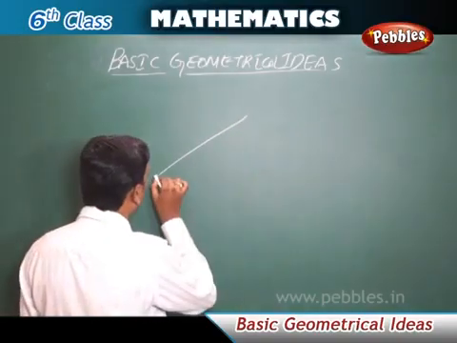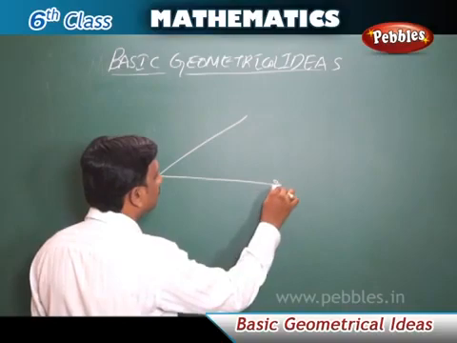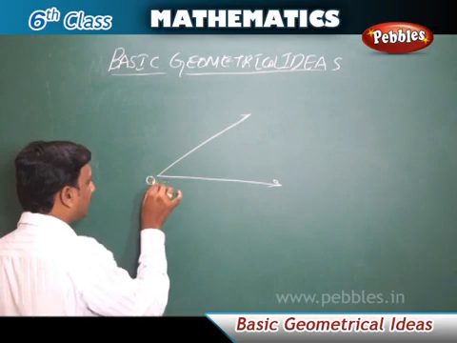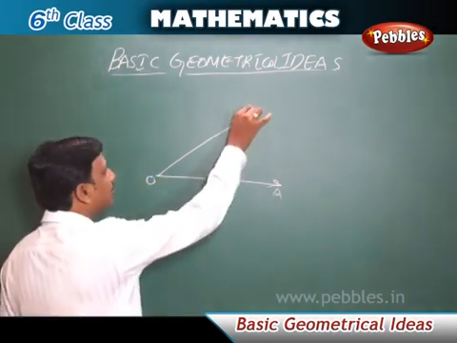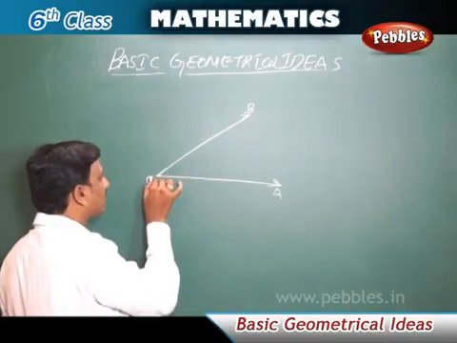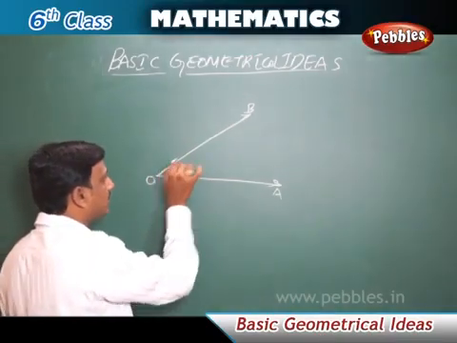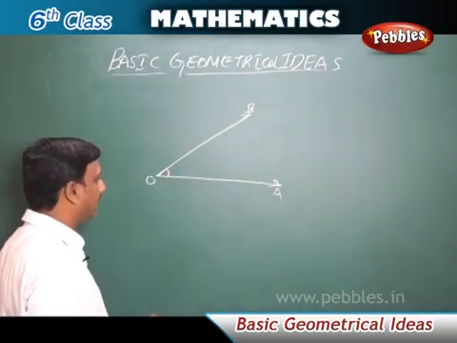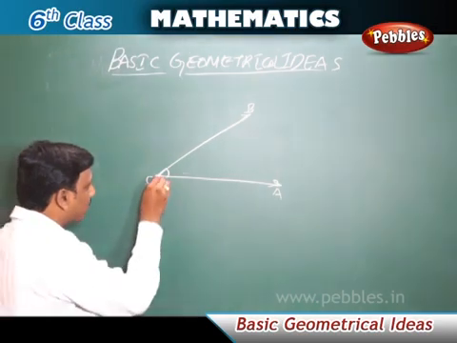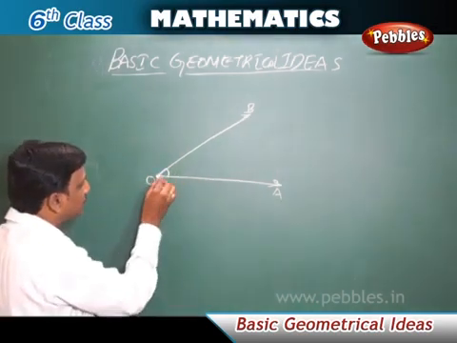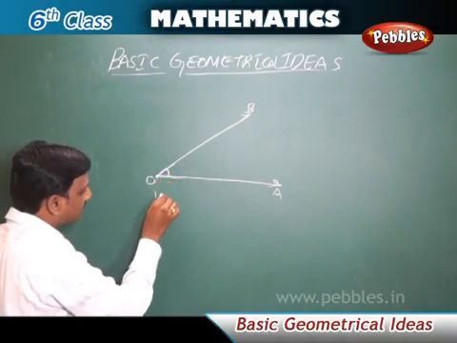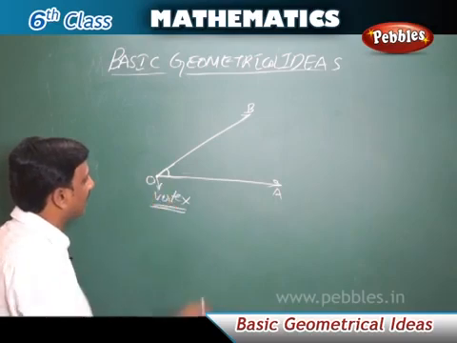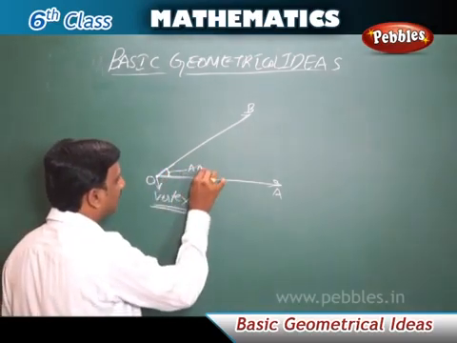In the previous example, we have seen how angles are formed. Angles are formed when two rays meet at a point. Say, for example, this is a point. From this, two rays arise. So this is a common point. From this common point, two rays arise, and at the corner of these two rays, an angle is formed. And this point, the end point of these two rays from where they have originated, is called as a vertex. And this part is called angle.